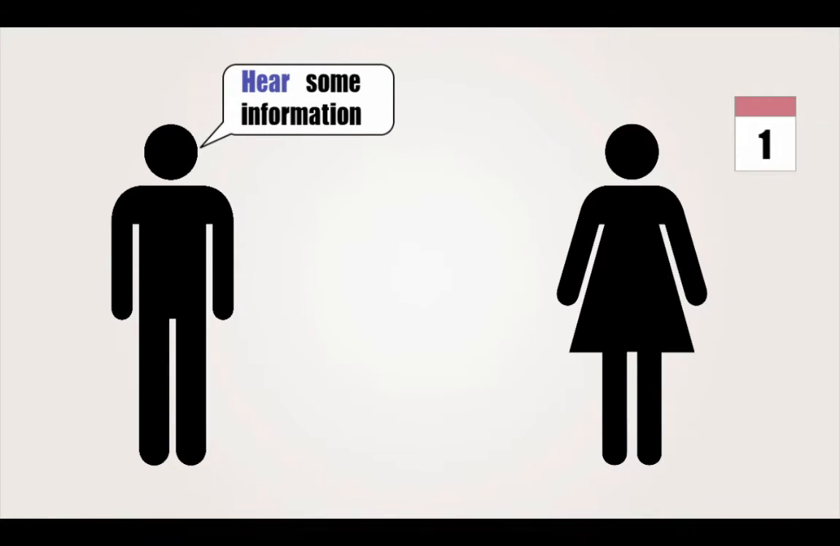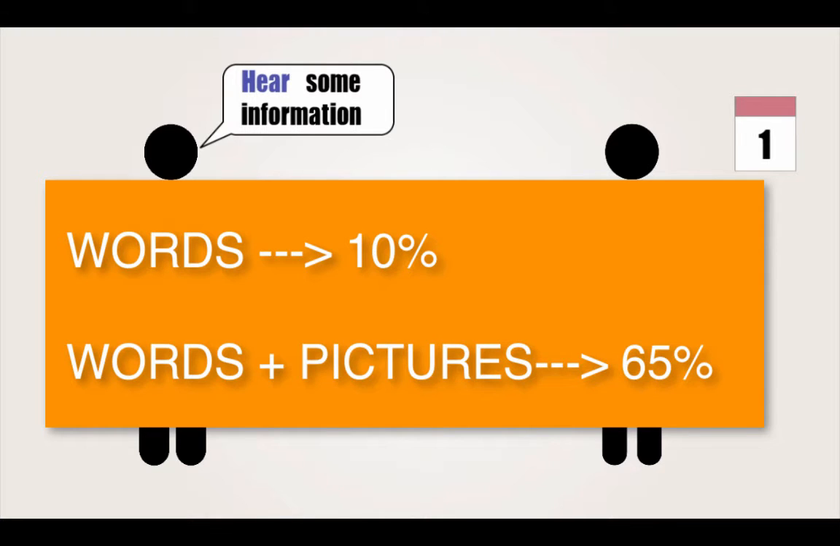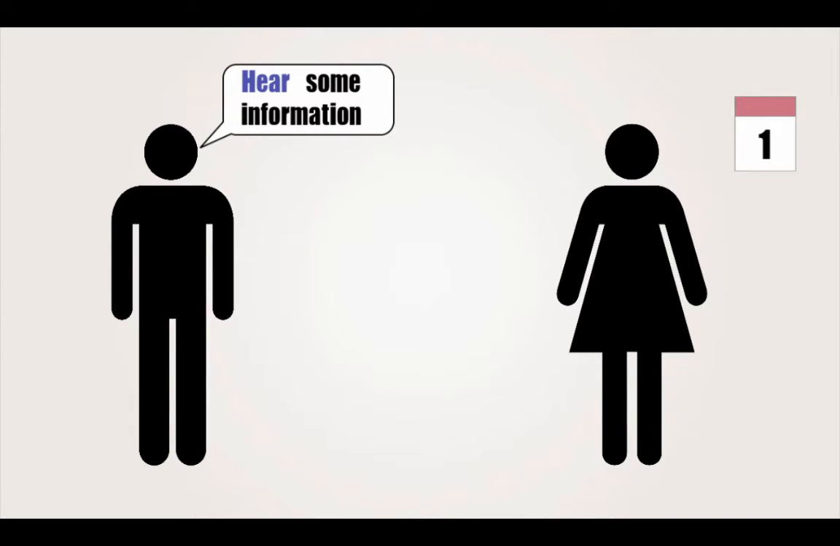So the basic statistic that they were trying to get us to remember is that when we hear information or view text, we're likely to remember 10% of that information 3 days later. However, if we combined words and pictures, that increases to 65% 3 days later. And so they used images and pictures to communicate this to us in several different ways.